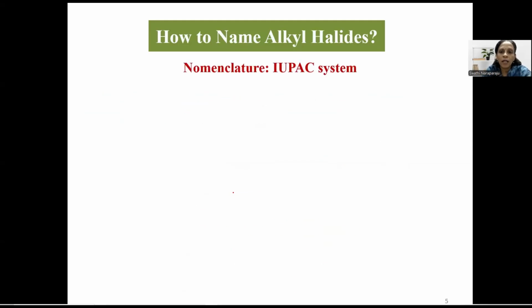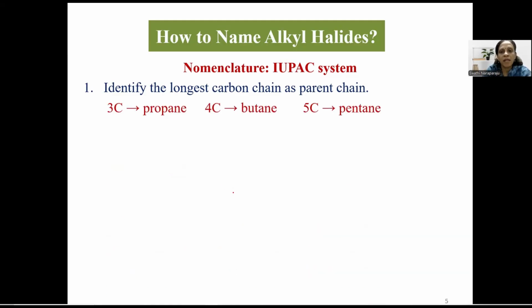When it comes to the IUPAC system, the IUPAC naming of alkyl halides is exactly the same as that of alkanes. The first step is to identify the parent chain. The longest continuous carbon chain should be identified as the parent chain. If this chain has 3 carbons, it should be considered propane; 4 carbons means butane and 5 carbons means pentane. So we need to first identify the longest continuous carbon chain in the given molecule.